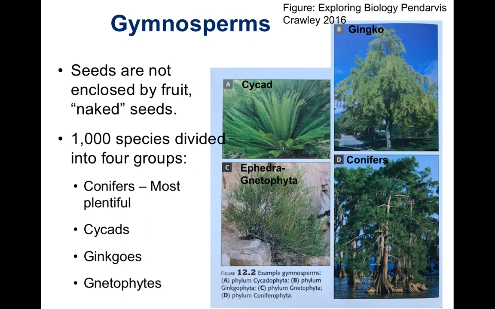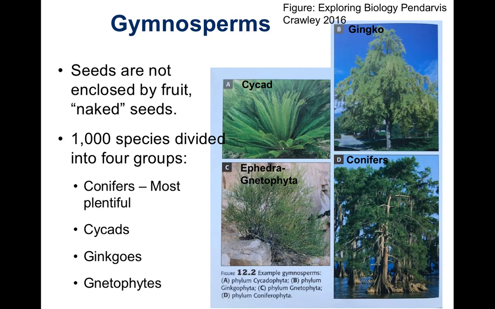Okay, let's first start by talking about the gymnosperms. So gymnosperms are seed-bearing plants that do not produce fruit or flowers. So gymno means naked, sperm means seed, so it's a naked seed. These plants will bear seeds on cones typically, and they do not contain fruit and they do not flower. There are about 1,000 species of gymnosperms or so, and we divide them into 4 different groups.